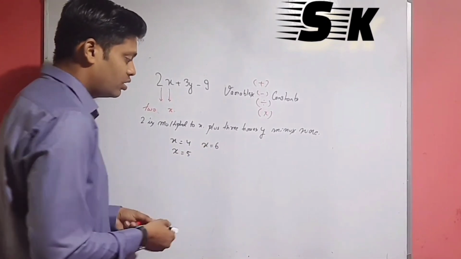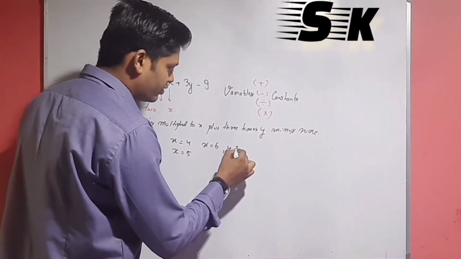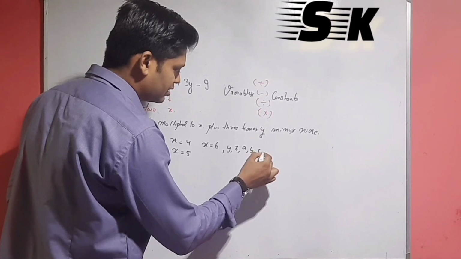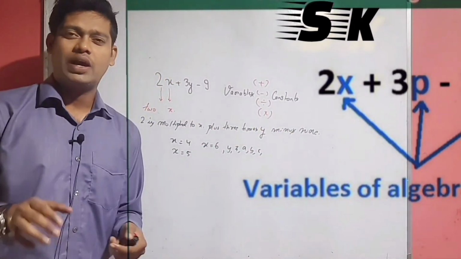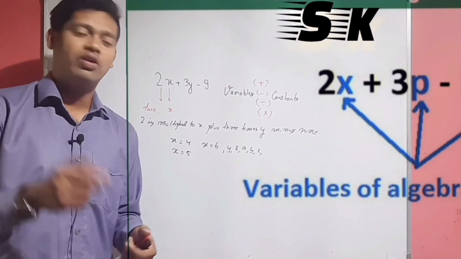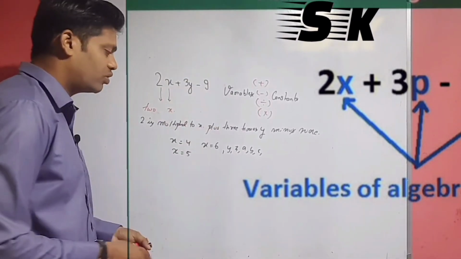So you understood this one. Instead of x, we can also say y, z, a, b, c, all the alphabets. Indirectly, we can say they are variables whose values are assigned by us and they are not fixed. So these are variables. You understood what variables are.